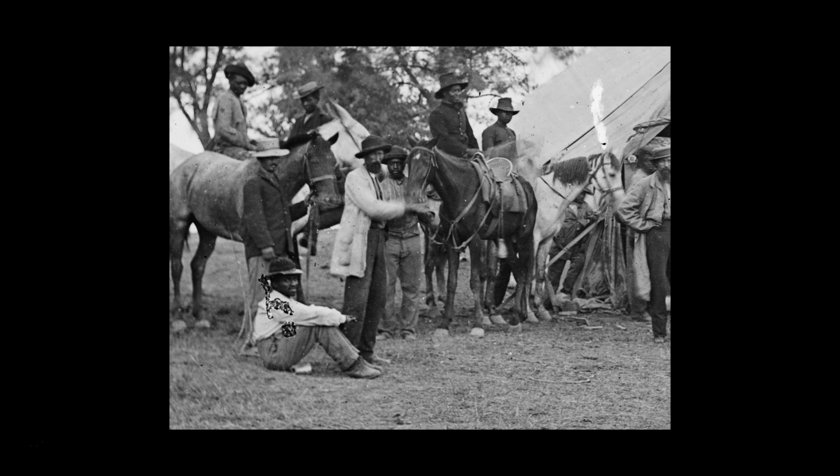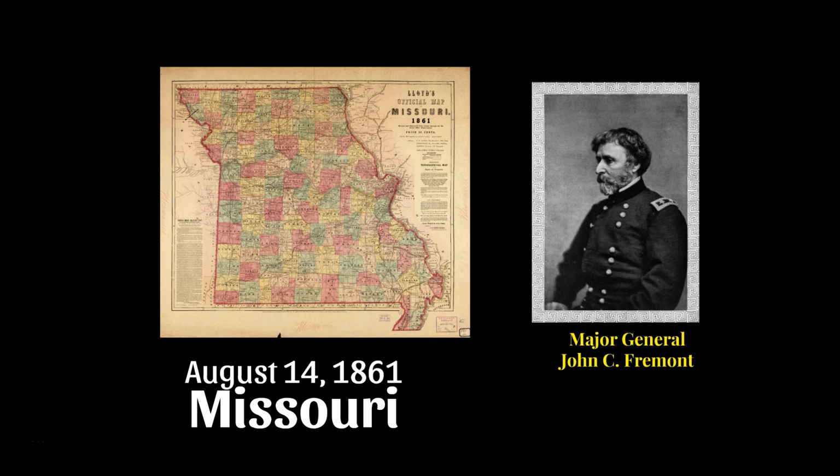The exigencies of total war had unleashed a situation that the North was unprepared for, causing chaos, contradictions, and conflicts of interest at multiple levels. Here's an example of the dynamism of war. On August 14, 1861, in Missouri, General John C. Fremont declared martial law.